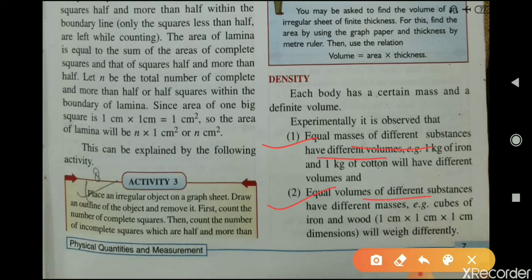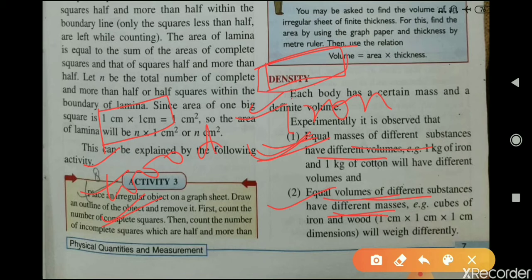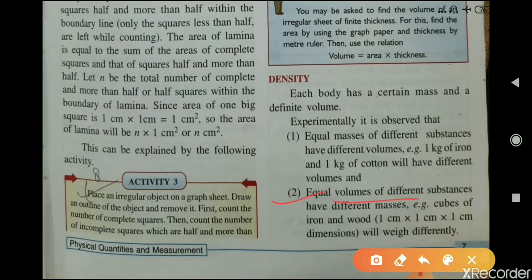Second is equal volumes of different substances have different masses. Suppose this is a piece of wood, and this is a piece of iron. Now both pieces have equal volumes, but the masses of both these substances are different, because you know that iron is heavier than wood. If we take two pieces of the same size, one of wood and one of iron, the same volume of both substances has different masses. As you know that iron is heavier than wood, the density of iron is more than the density of wood. Understood? Therefore it is said that equal volumes of different substances have different masses.